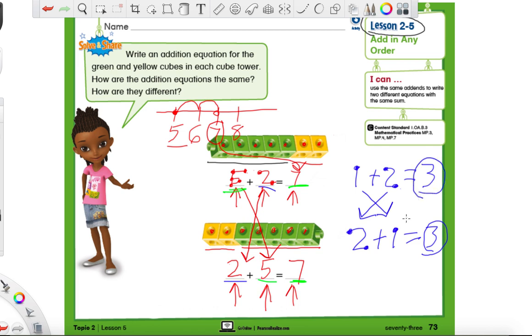So what we're really going to be focusing on today is taking an addition sentence like 1 plus 2, and we're going to flip-flop these numbers around and make a brand new addition sentence using the same numbers. All right? If you think this sounds super easy, well, you're about to have a lot of fun with math today. All right? So let's go ahead and turn to page 74, and let's practice some of these kinds of flip-floppy problems.